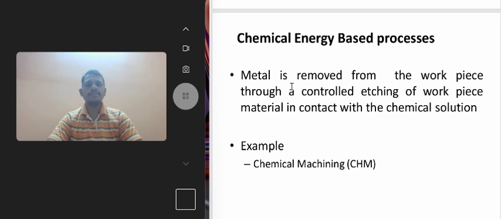In chemical energy methods, the metal is removed from the workpiece through controlled etching of the workpiece material in contact with the chemical solution. Example, chemical machining, CHM.